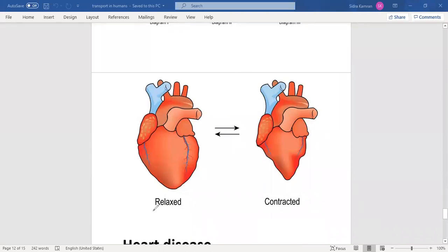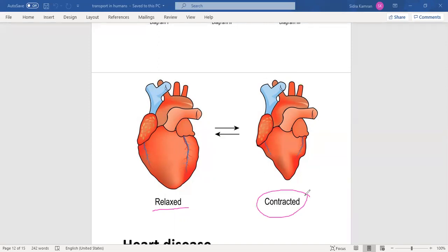In this diagram, you can see the heart is relaxed. And in this diagram, you can see the heart is contracted. When the heart is pumping the blood, it contracts and relaxes. This is the way you can feel the heartbeat. If you place your hand on the heart, you can feel the heartbeat. That heartbeat is basically the relaxation and contraction of your heart.